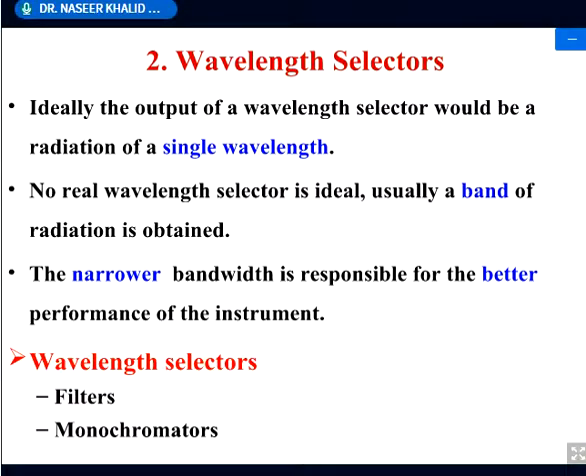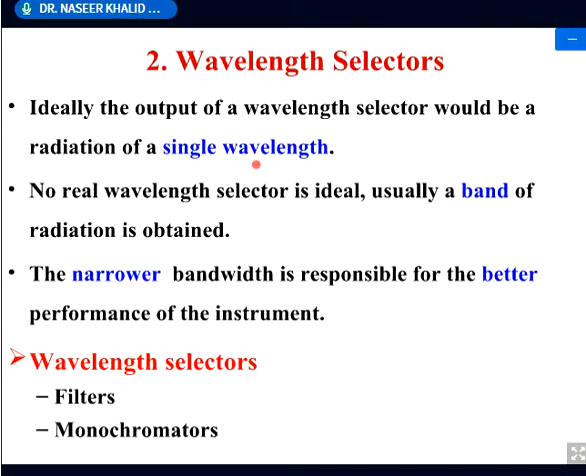Now, the wavelength selector, that is monochromatic. How? Ideally, the wavelength selector should give us a single wavelength.